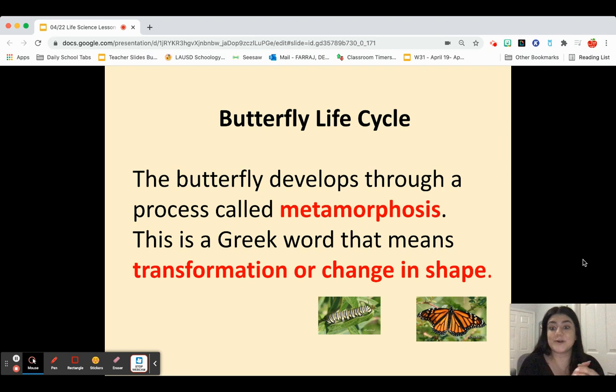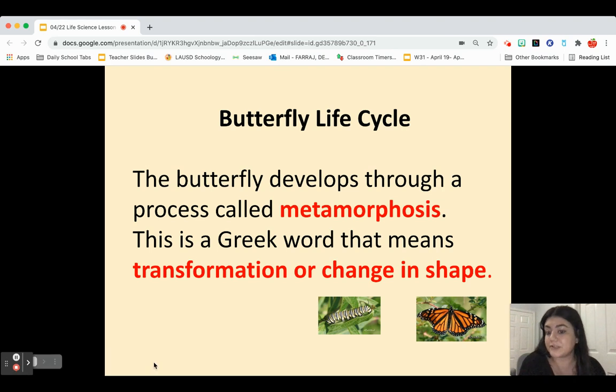All right, boys and girls, what did we see? Well, we just watched a time lapse. A time lapse is a very fast video, and it showed us the changes from a caterpillar to a butterfly. Pretty amazing, huh? Let's begin.